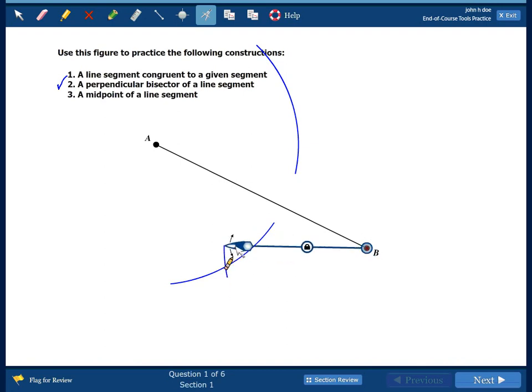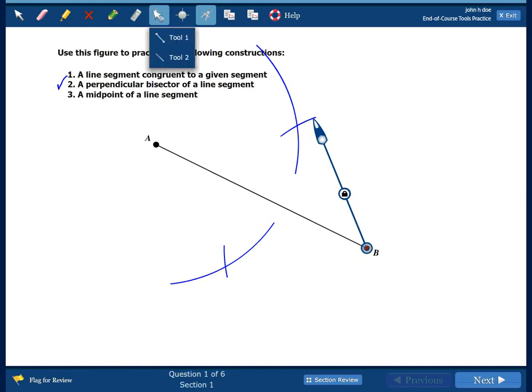When I intersect it, I move my compass, notice it's locked, over to the other endpoint, and I have 2 arcs. Now on the SOL, you'll see little arcs like these ones drawn here where they're connected. The big idea is where 2 arcs intersect, we're going to draw a line through it. Let me say that again because it's very important. Where 2 arcs intersect, we're going to draw a line through it.